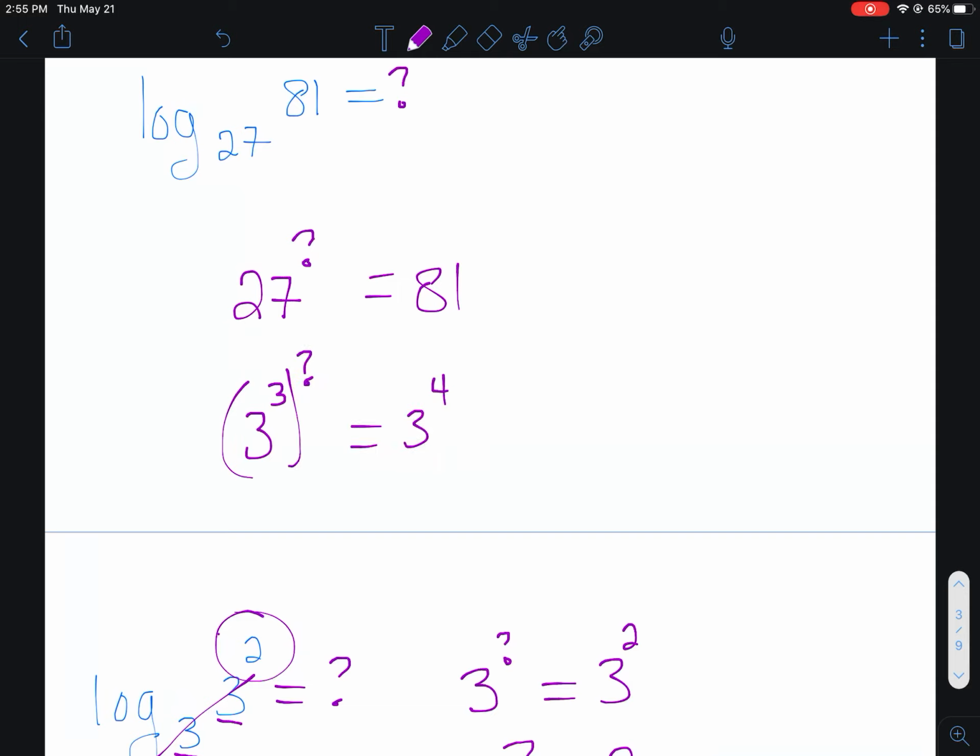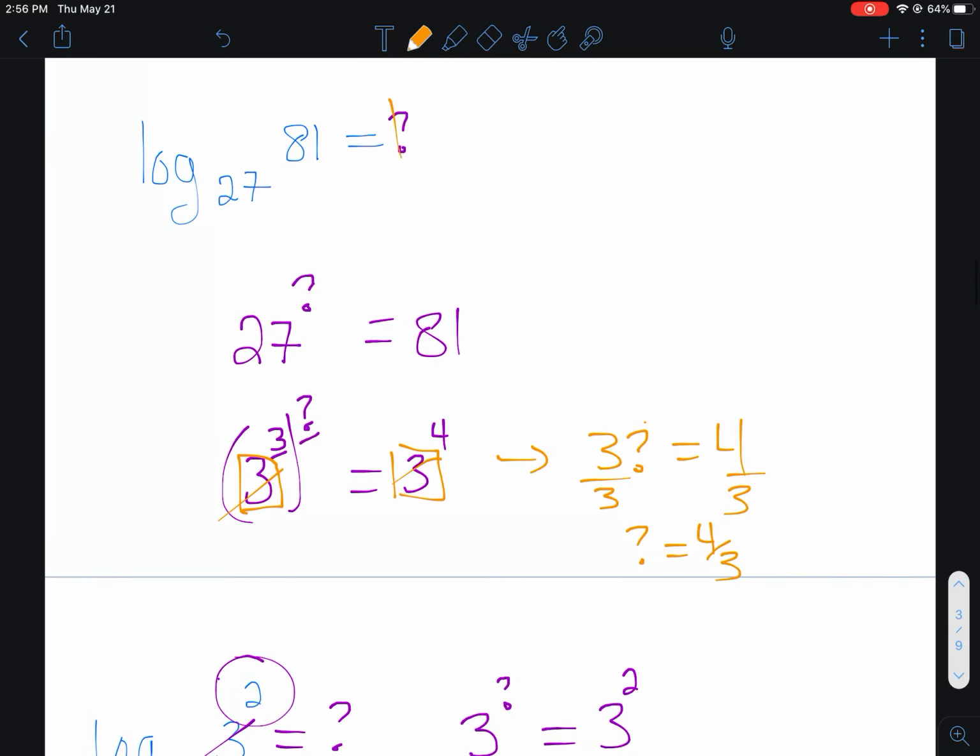And then just like we did last class, when you have a power raised to another power, you multiply those. So 3 times question mark would be 3 question mark. Oops. Should we use x instead of question mark? I don't know. We're too far in now. So 3 question mark would have to equal 4, right? And I can do that because the bases are the same, right? So we can ignore them, just set the exponents equal. So then the unknown exponent is 4/3. So log base 27 of 81 is 4/3.